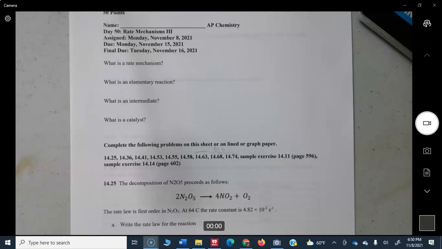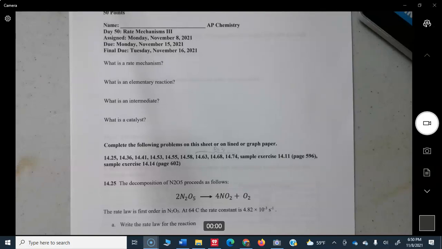What is a catalyst? It's almost the opposite of an intermediate. In general, it speeds up a reaction, but you'll see it at the beginning on the reactant side of the reaction, and then it also appears again on the product side of the reaction. So it appears both at the beginning and the end. And it's designed in one of several ways to speed up the rate of the reaction.